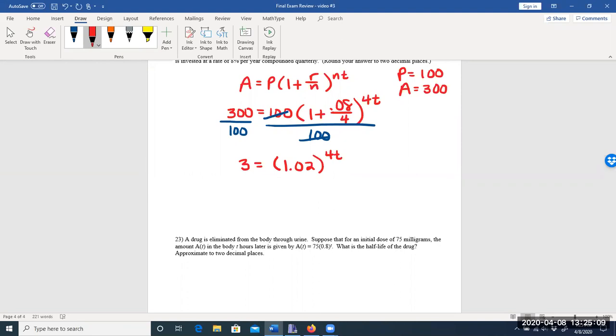All right, now this is actually really just kind of like some of the ones we just got done doing. I'm going to take the log of both sides. So log of 3 equals log of 1.02 to the 4t.